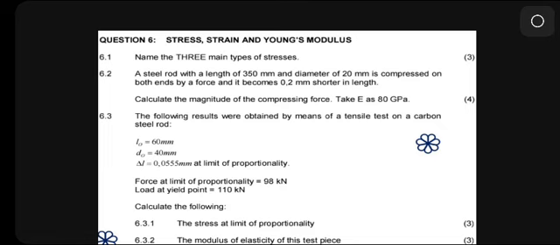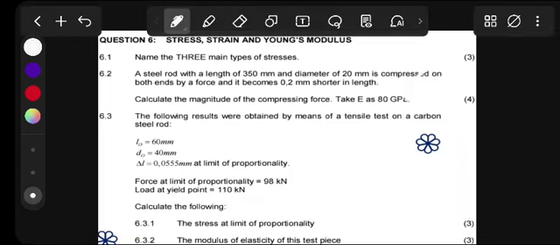So we have been given question 6 on stress and strain in Young's modulus. It says, name the 3 types of stresses.